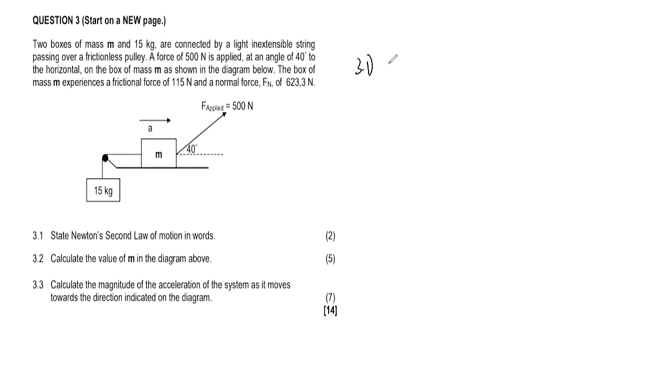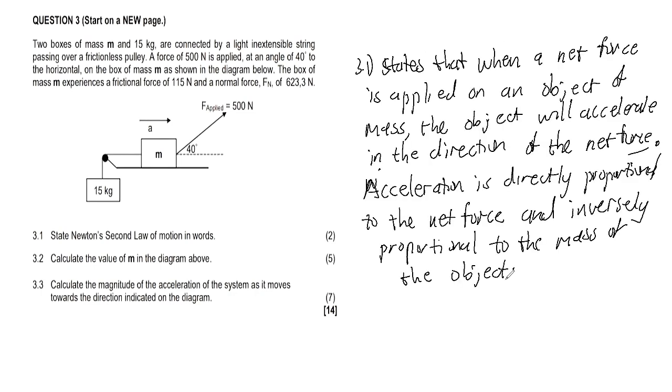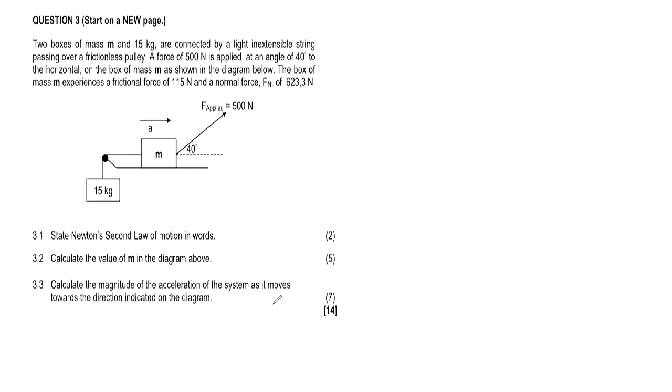So we say that Newton's second law states that, nice. And that's how you define your Newton's second law. Now 3.2 is saying calculate the value of M in the diagram below.